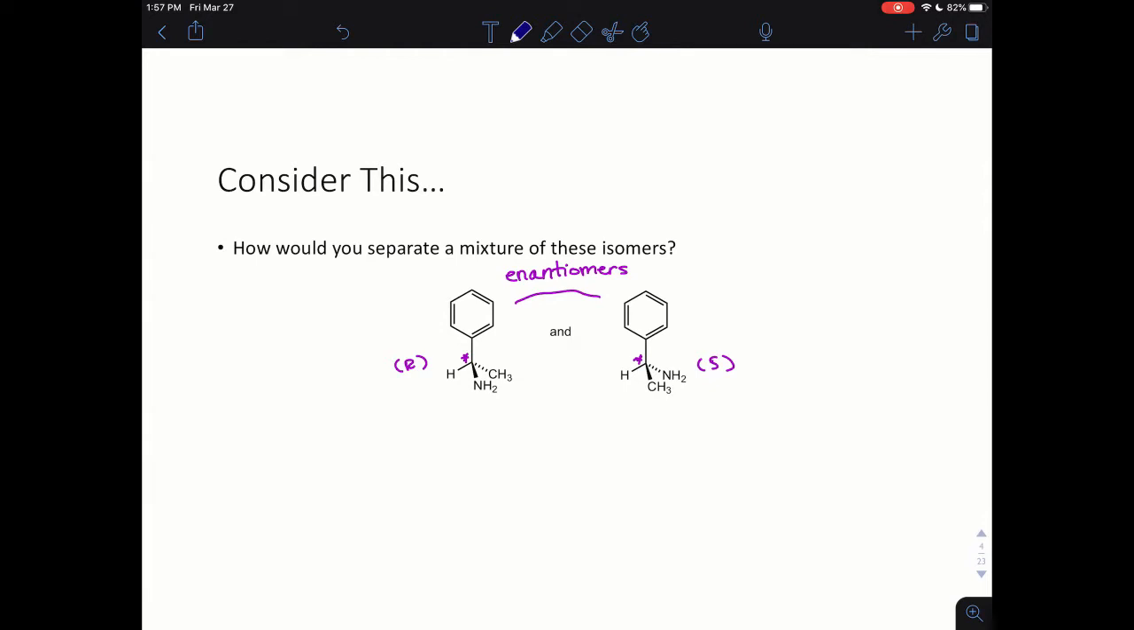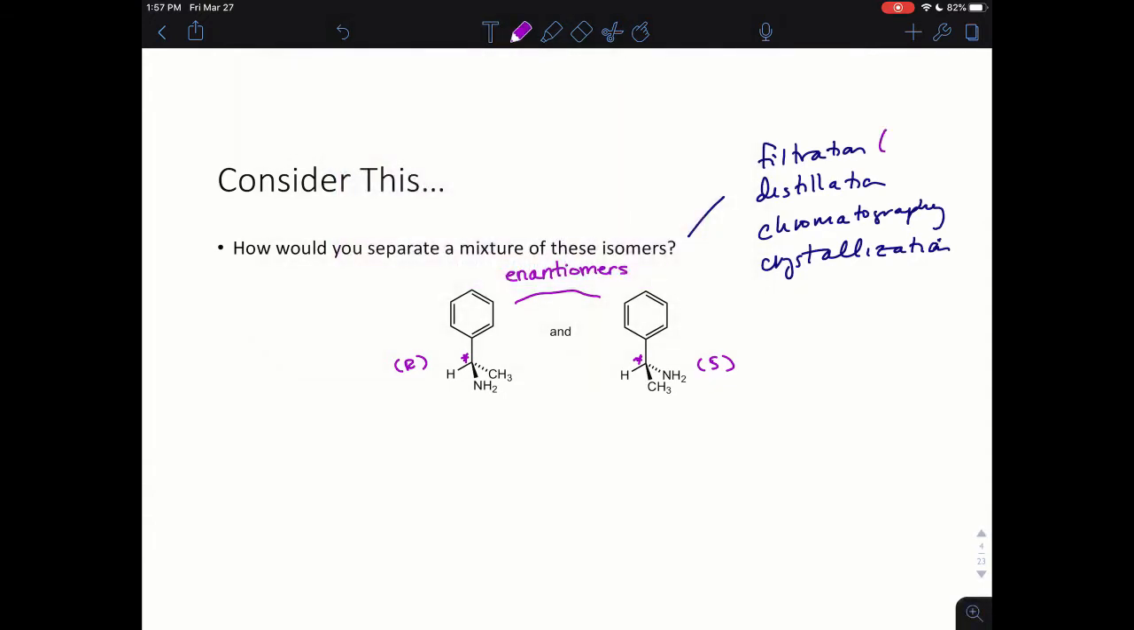Let's think about how we would separate a mixture of these molecules in lab. So think about the typical methods of separating mixtures. Well, there's filtration, there's distillation, there's chromatography, crystallization. And let's think about what all of these techniques exploit. Well, filtration, you would need to have different phases. Are two enantiomers going to have different phases? No, they have the same physical properties.